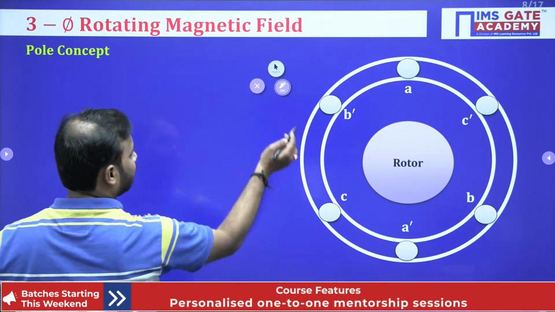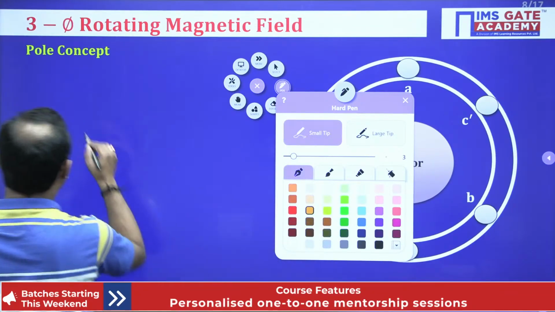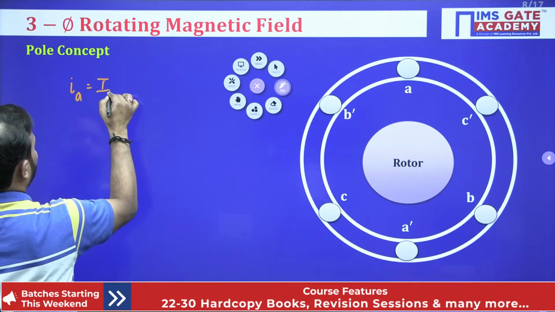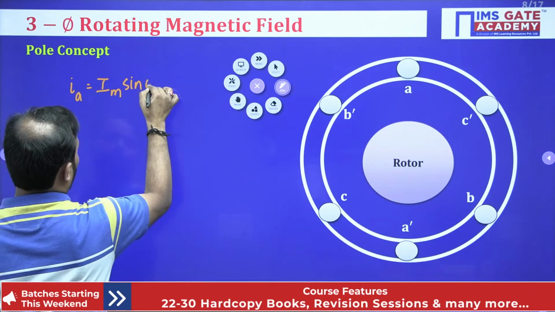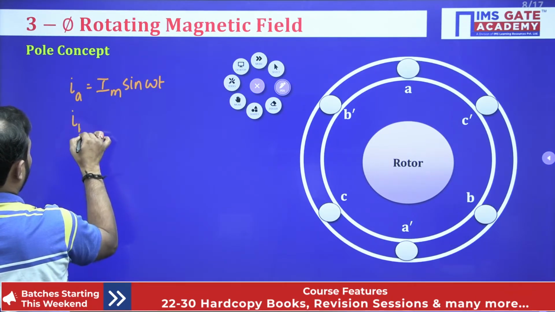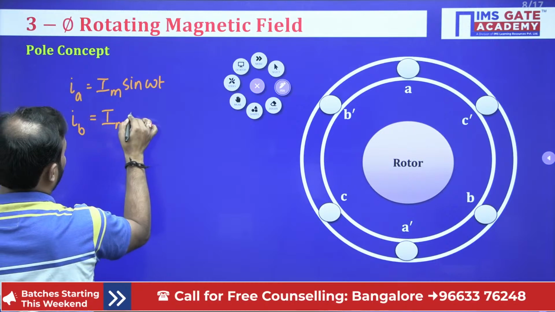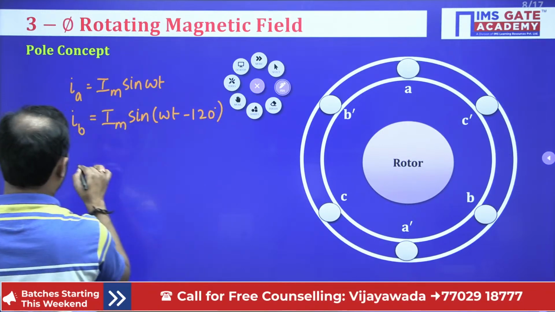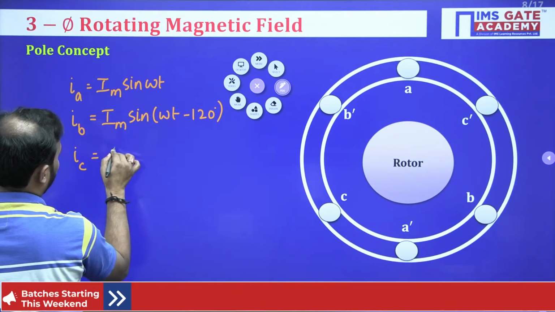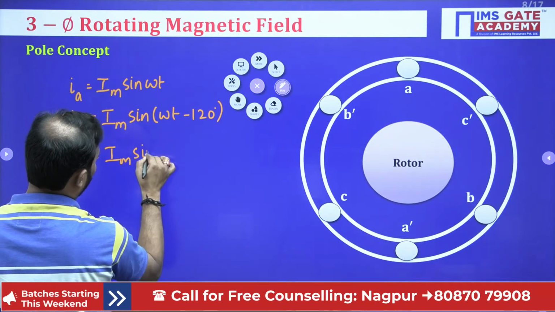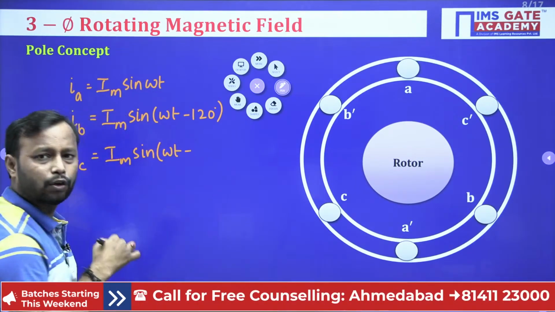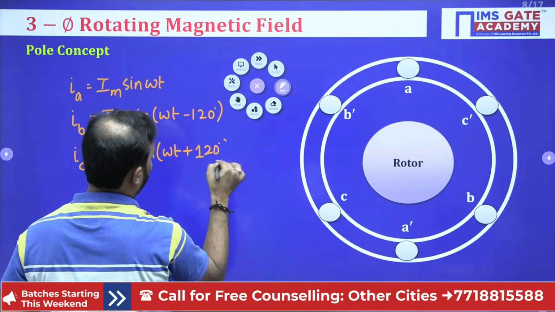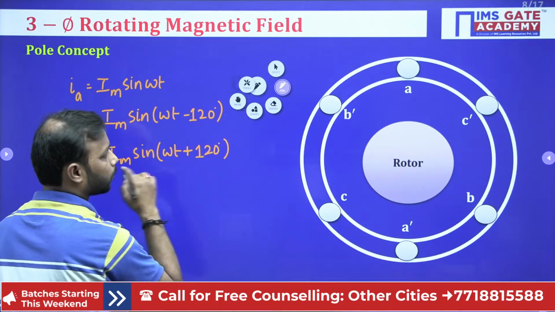Let me take the current IA as Im sin omega t, IB current as Im sin omega t minus 120 degree, and IC as Im sin omega t minus 240 or plus 120 degree, both are the same. Done.